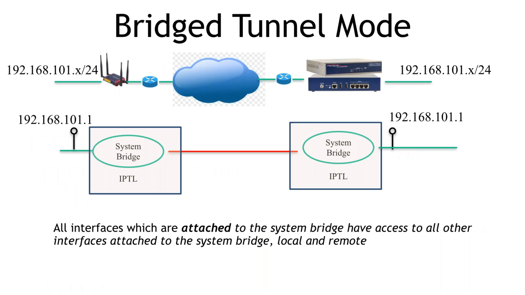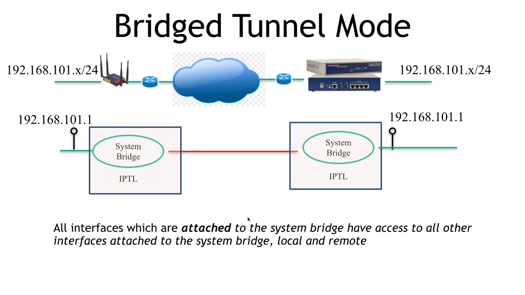Conceptually, with a bridge tunnel, what's important to understand is that any of the interfaces attached to the system bridge all have access to each other, as long as they're not filtered. You can filter out any of the interfaces, or you can filter IP addresses, a lot of different things within the devices. But all of the interfaces connected to the system bridge can communicate directly with each other as if they're on an Ethernet switch.